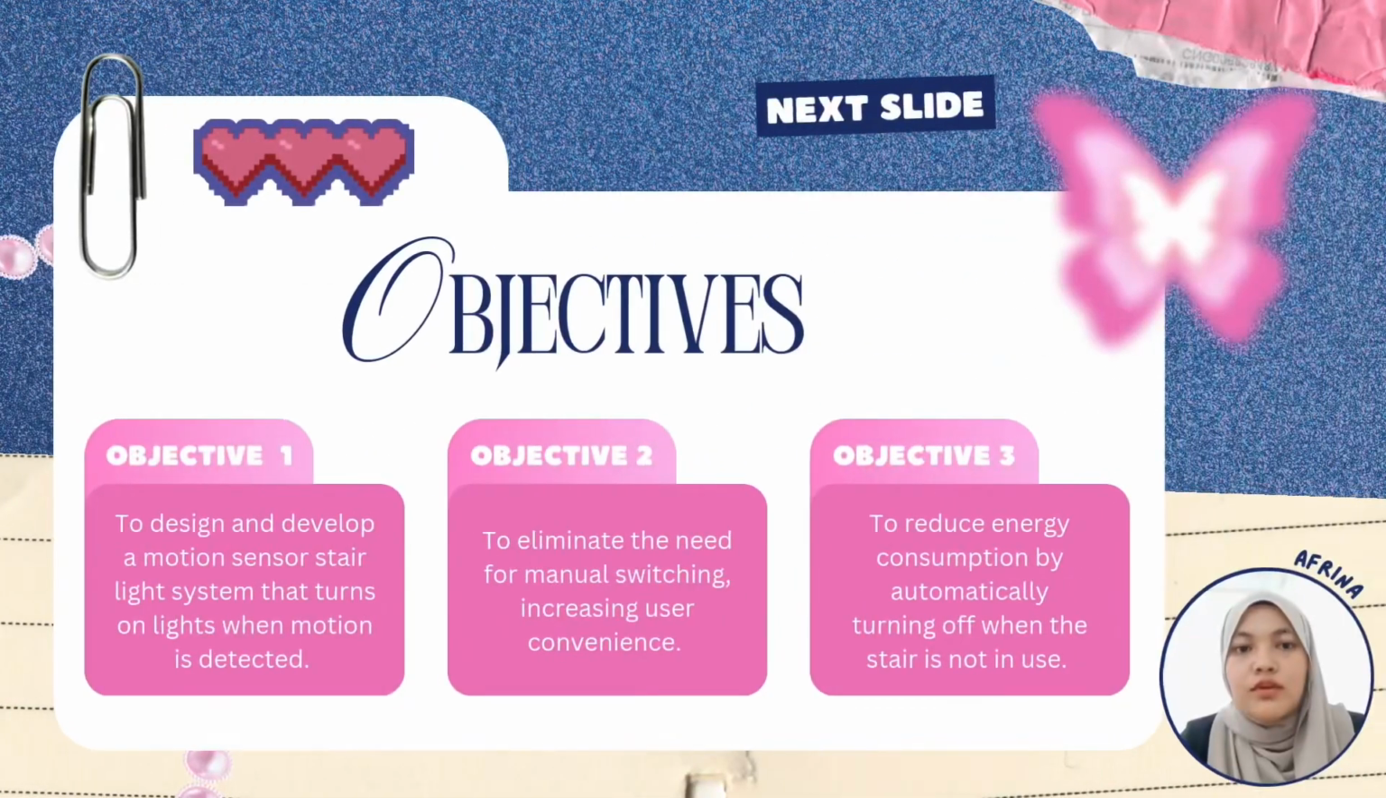Next, objectives. We have three objectives for this project. The first one is to design and develop a motion sensor Stair Light system that turns on lights when motion is detected. The second one is to eliminate the need for manual switching, increasing user convenience. And the last one is to reduce energy consumption by automatically turning off when the stair is not in use.